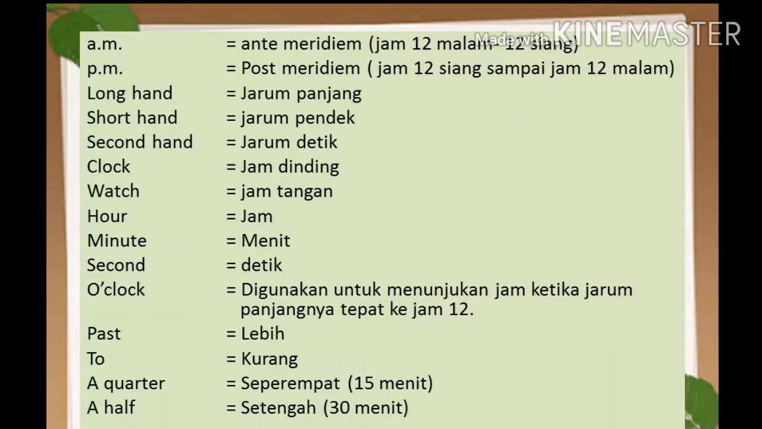Before we move to the further explanation, you have to understand these vocabularies related to the time first. Please write this vocab in your notebook. It starts from AM, antemeridium. It means that the clock shows from 12 at the midnight until 12 at the noon. PM, post meridium, it means that the clock shows from 12 at the noon until 12 at the midnight.